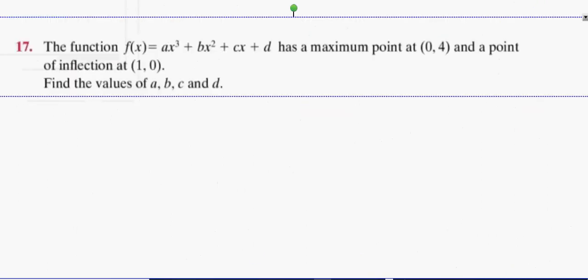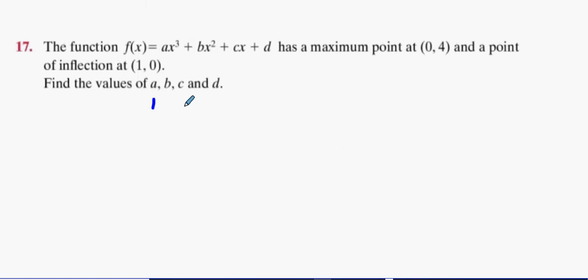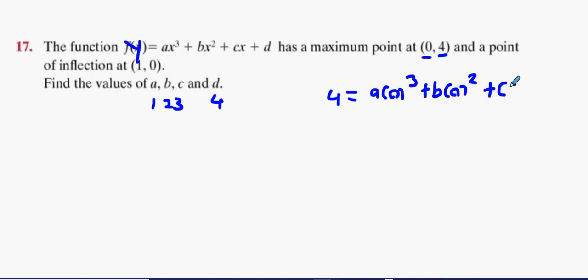Alright, how many variables are there? 4 variables. Alright, now the first 2 equations are very easy. That's a y, isn't it? F of x is y. So if the x value is 0, the y value is 4. So what does that mean? 4 equals a times 0 cubed plus b times 0 squared plus c times 0 plus d. This implies d equals 4. Right. There's one answer straight out of the bank.